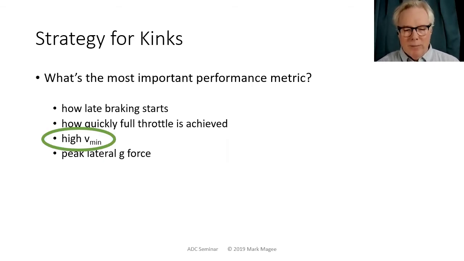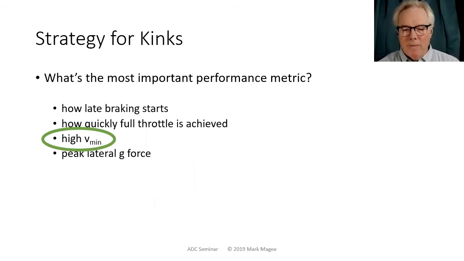Peak lateral G can be deceiving. We'll talk a little bit about slow hands versus fast hands. If your hands are too fast, you get a high peak, but you could still be slow. It's quite possible to have higher lateral Gs and be 10 miles per hour slower.